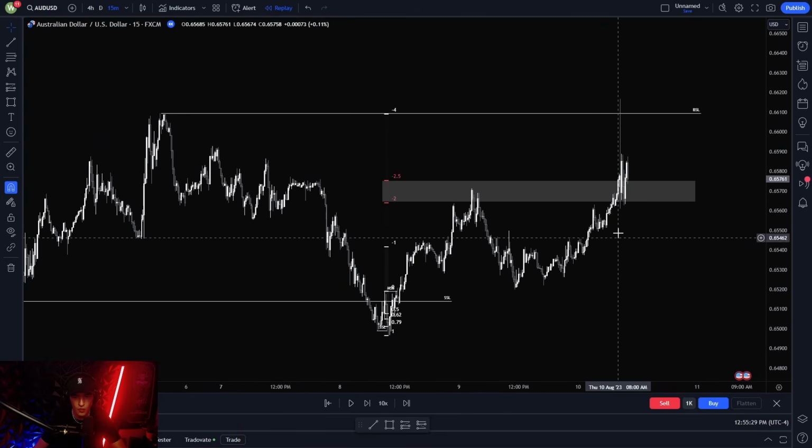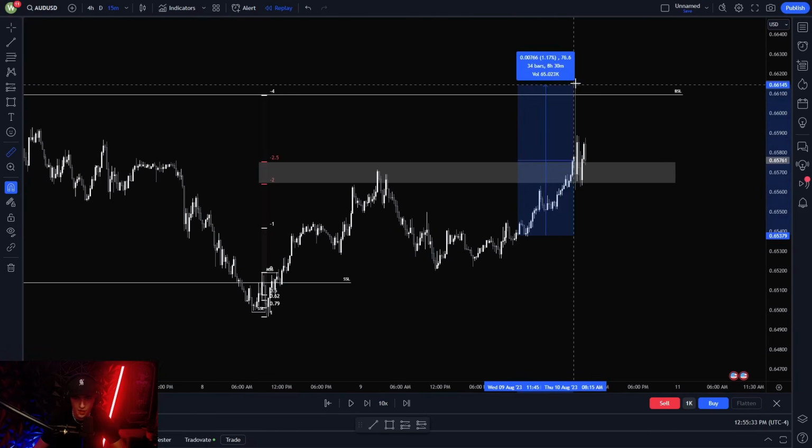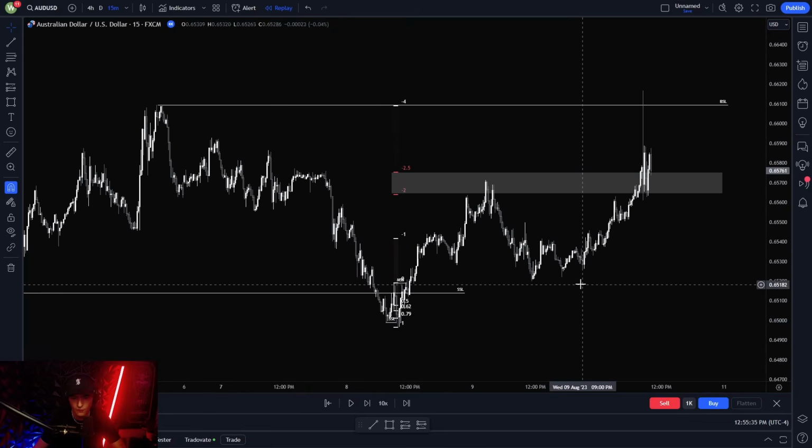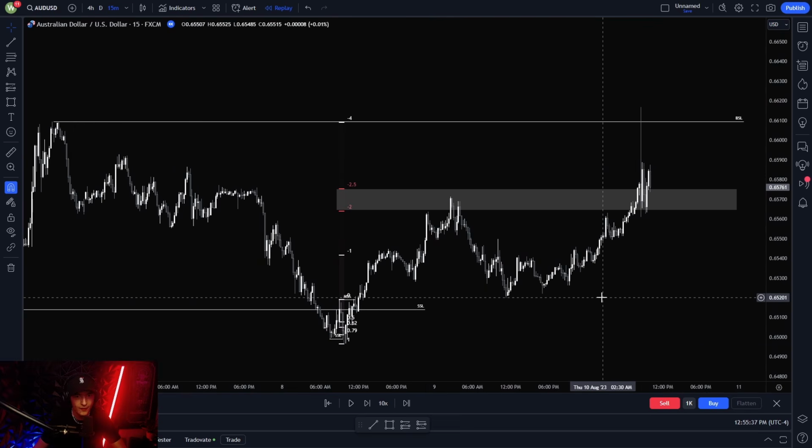And boom, there you go. End up retracing back to discount after the 2 to 2.5, and then it gets bought right back to that 0.4 area on AUD. Let's check out some other examples in some more complex ideas that I want to start going over with you.